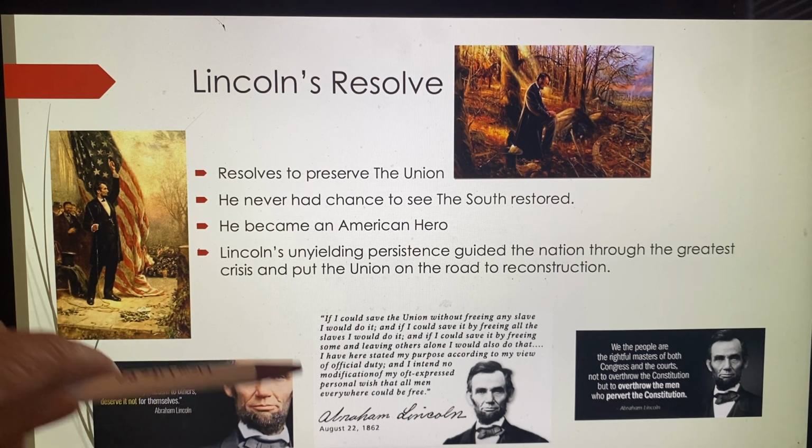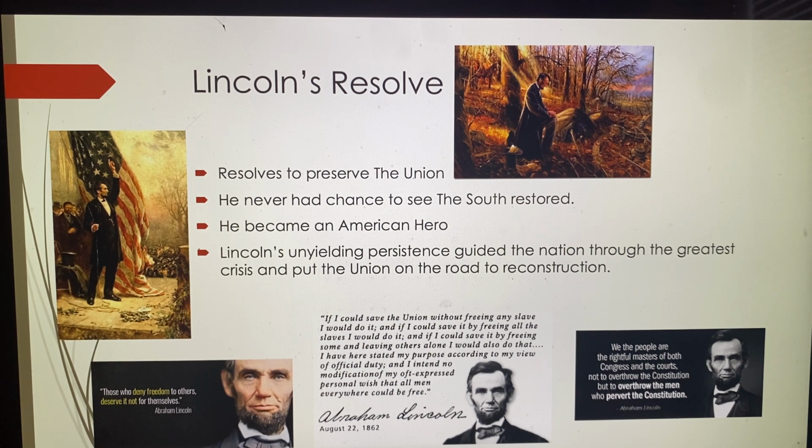Here's what he wrote here, very famous, August 22nd, 1862. If I could save the Union without freeing any slave, I would do it. And if I could save it by freeing all the slaves, I would do it. And if I could save it by freeing some and leaving others alone, I would also do that. I have here stated my purpose according to my view of official duty, and I intend no modification of my oft-expressed personal wish that all men everywhere could be free. So his heart was to save the Union and bring freedom to all men.